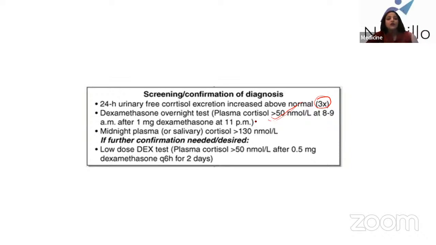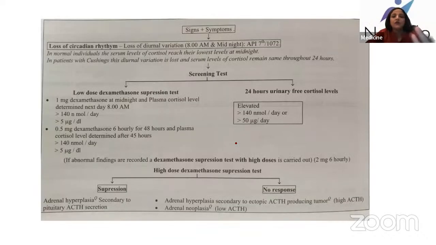Now, this is where the importance of low dose dexamethasone suppression test comes. We are doing the low dose dexamethasone suppression test to further confirm that yes, this is my diagnosis. So what you do in this is you take 0.5 milligram of dexamethasone and give it to the patient 6 hourly, 6 a.m., 12 p.m., 6 p.m., 12 a.m. And you do this continuously for 2 days, 48 hours. And then you see if the plasma cortisol level is more than 50 nanomole per liter, then yes, you are confirmed that this is Cushing syndrome. Whether it is Cushing disease or not, now we'll go further. First, we have confirmed that this is Cushing syndrome.